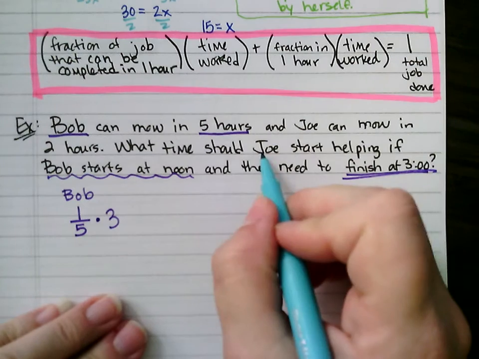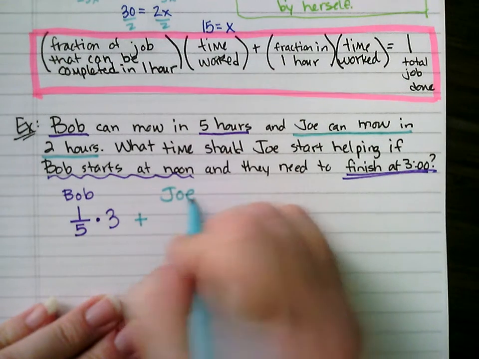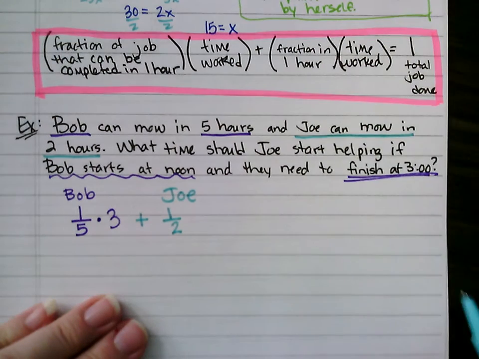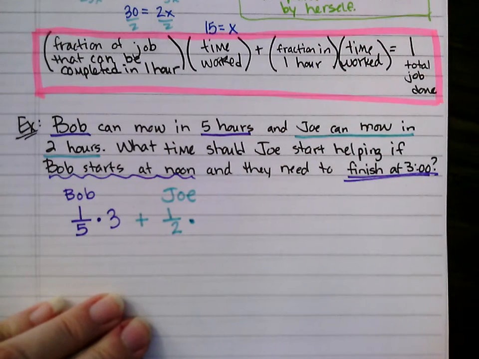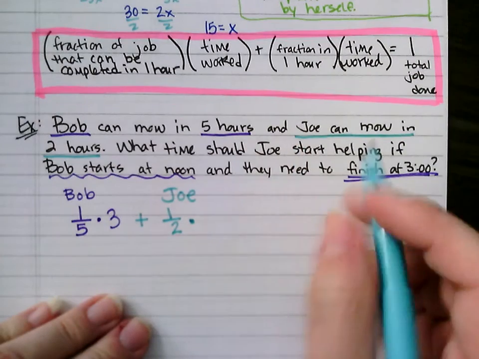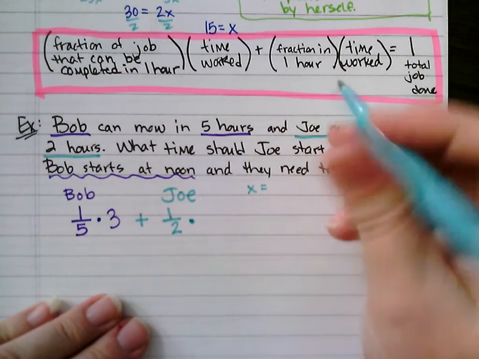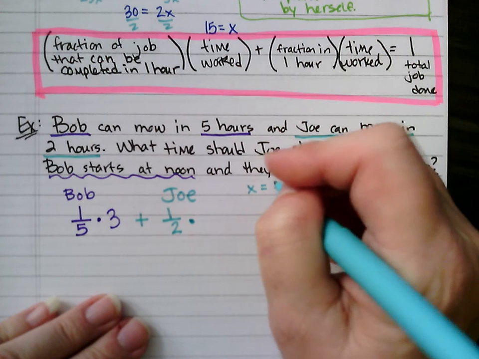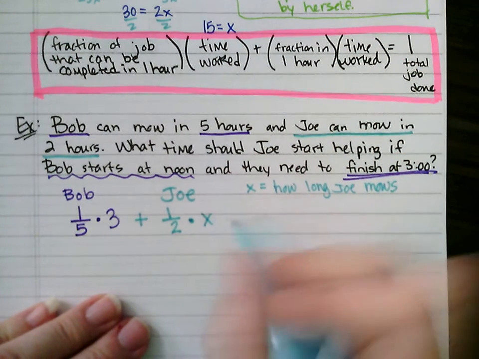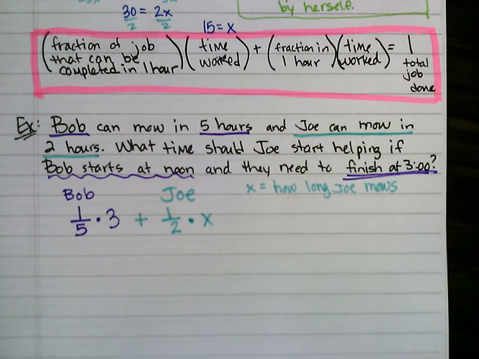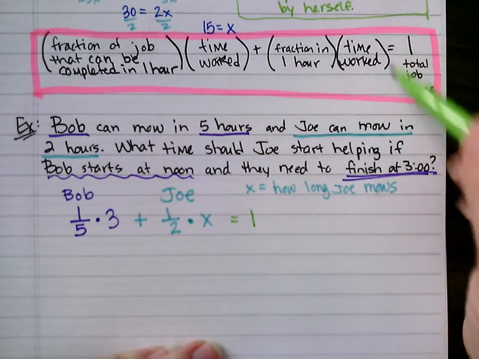Then we've got Joe. Joe can mow in 2 hours. So in 1 hour, Joe can finish half of a job because it takes him 2 hours, so he can do half of the job in 1 hour. We don't know how long Joe is going to mow, so that's going to be our variable. Actually, they want to know what time he should start, but that doesn't fit in the narrative of this formula, so we're going to say x equals how long Joe mows. So we're going to use x. And then we know that it's one job total, and that's always consistent. So this formula always equals one total job done.